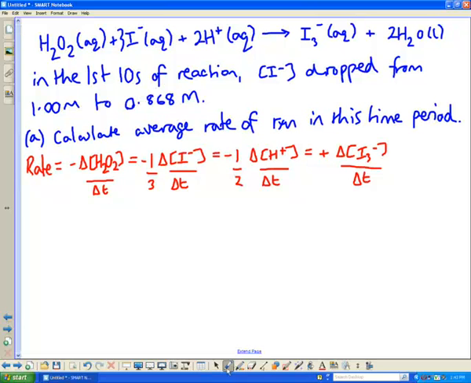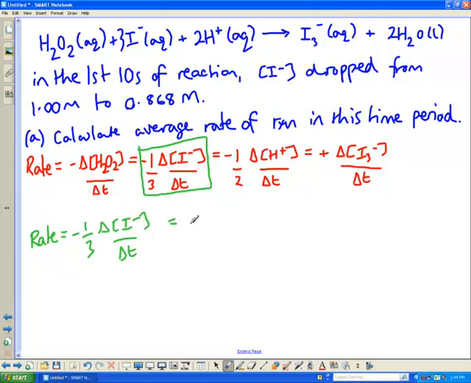The rate of reaction with respect to the iodine is simply this. So that's what we're going to use. So we're going to say that the rate is equivalent to this over the change in time, which means we have our negative 1/3 times our final minus our initial concentration. So we have our 0.868 molar minus our 1.00 molar, over 10 seconds. It says in the first 10 seconds of the reaction. So what's my initial time? Of course, it's 0. So 10 seconds, and this is molarity here, or moles per liter.